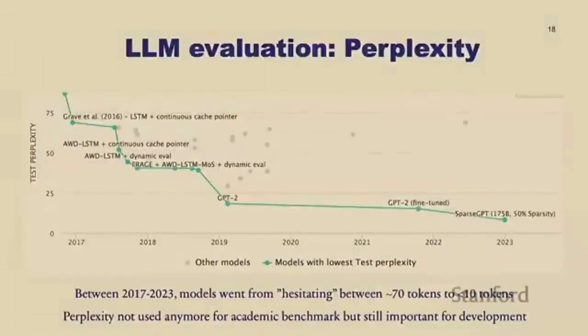So perplexity really improved. That's perplexity on a standard data set between 2017 and 2023. It went from about 70 tokens to less than 10 tokens over these 5-6 years. That means the models were previously hesitating between 70 words every time they generated a word, and now they're hesitating between less than 10 words. So that's much better. Perplexity is actually not used anymore in academic benchmarking, mostly because it depends on the tokenizer you use and on the actual data people are evaluating on, but it's still very important for the development of LLMs. When you train your own LLM, people will still really look at the perplexity.